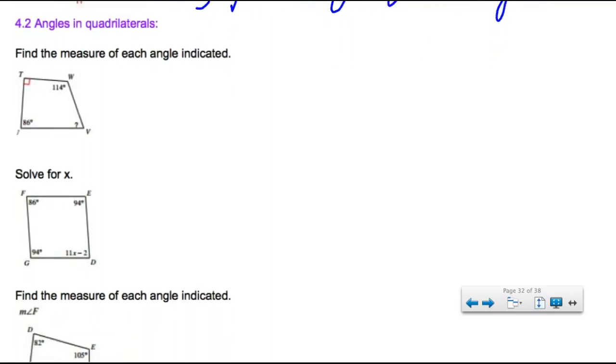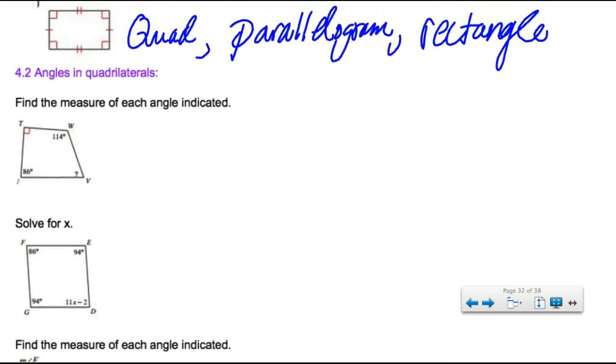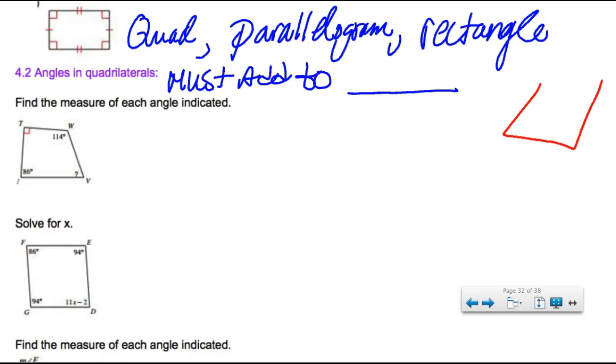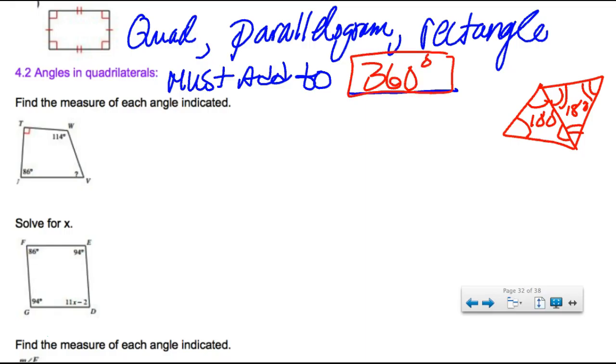The next step, it says angles in quadrilaterals, and I want you to write next to this, they must add to, and let's put a box right there, have a sum of. Because every quadrilateral is really two triangles, and we know the angles in a triangle add up to 180 degrees, well then we'd have 2 of those 180 degree interior triangles, which adds up to 360 degrees. So every quadrilateral, the angles have a sum of 360 degrees.